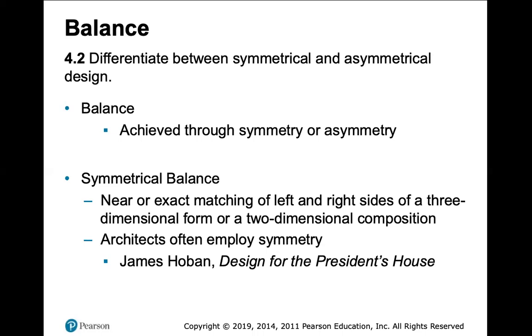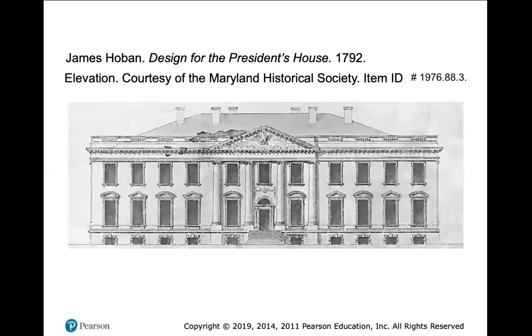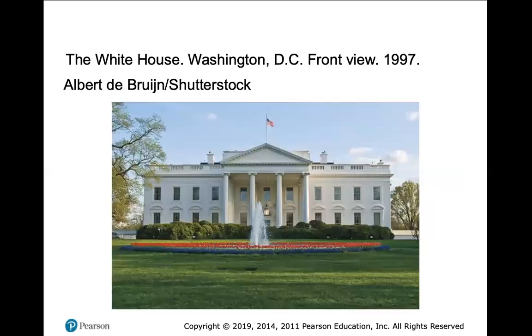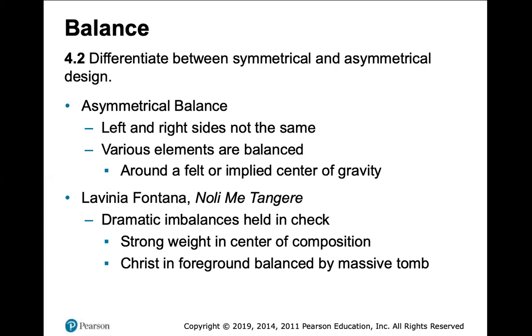Now, balance is also achieved through symmetry or asymmetry. Symmetrical balance is the near or exact matching of left and right sides of a three-dimensional form or two-dimensional composition. We see this within the architect who designed the president's house. He created a symmetrical drawing. And so you see that the left and right side of the architecture of the White House matches. So this is an example of symmetrical architecture.